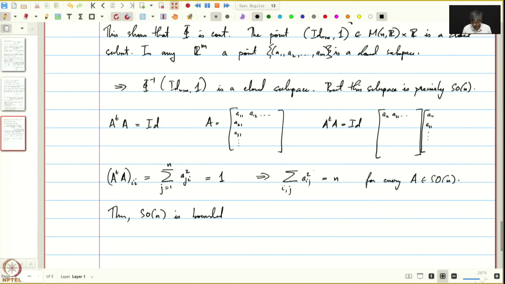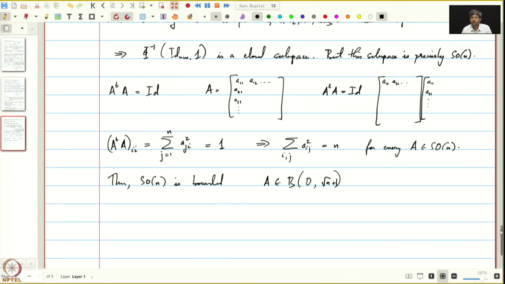So thus SO(n) is bounded. I mean, the topology on R^(n^2) is given by this Euclidean metric, and what we have just proved is that every element A is contained in the ball around 0 of radius square root n. Okay, I can add a square root n plus 1. Okay, so we will end this lecture here.